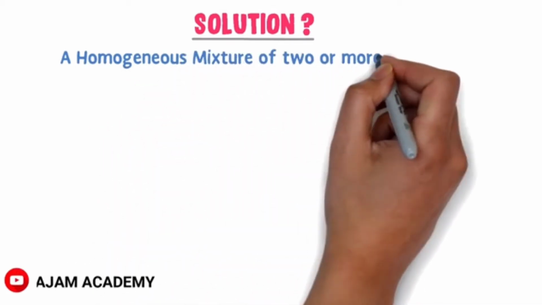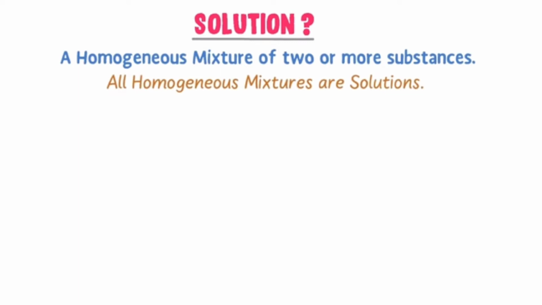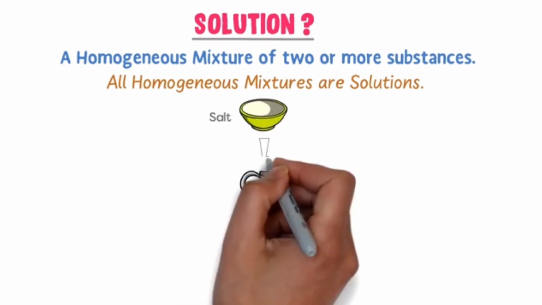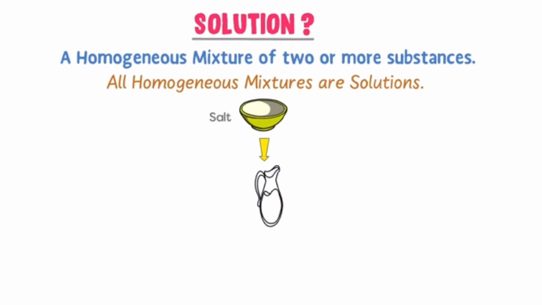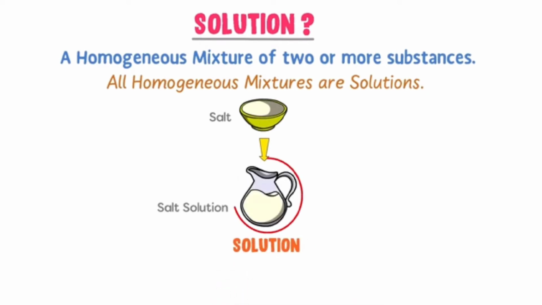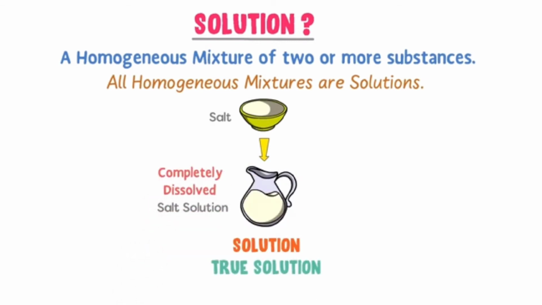Well, a solution is a homogeneous mixture of two or more substances. So all homogeneous mixtures are solutions. Let me repeat it. All homogeneous mixtures are solutions. For example, when you dissolve salt in the water, you get a solution. This is also an example of a true solution. In this salt solution, water has completely dissolved the particles of salt.